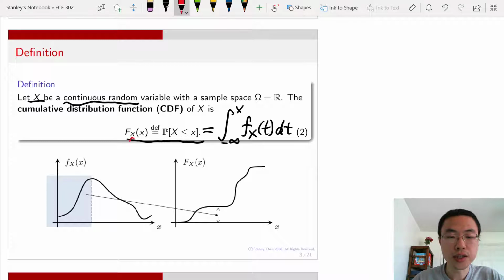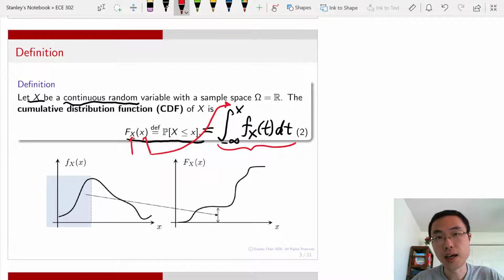Well, this F_X is specified by the random variable X. So we're looking at the CDF of a random variable X. This X has to match with this x here, and this x stands for the upper limit of your integration. Now, let us look at this integration carefully. This integration says that I have a function, small f_X, and its dummy variable is t. So now I want to integrate this function from minus infinity all the way to x.